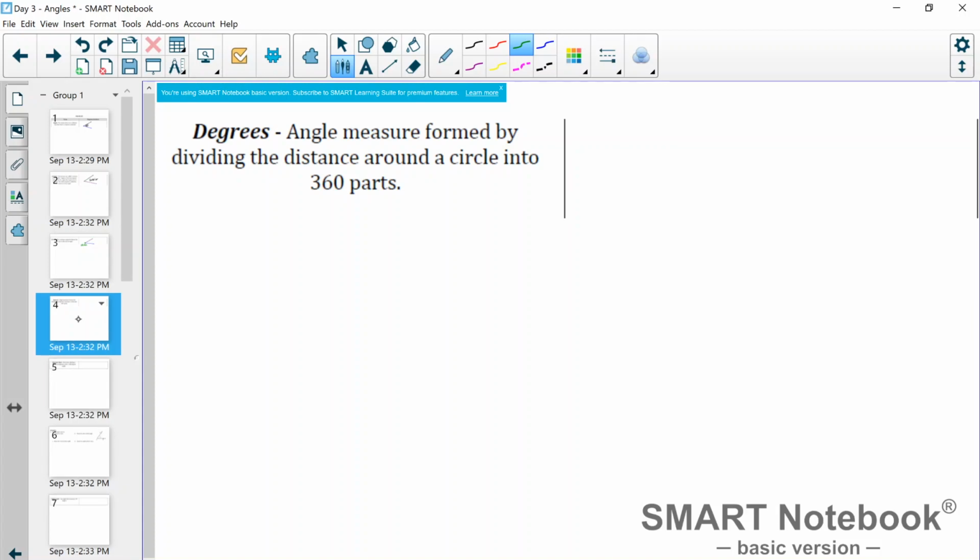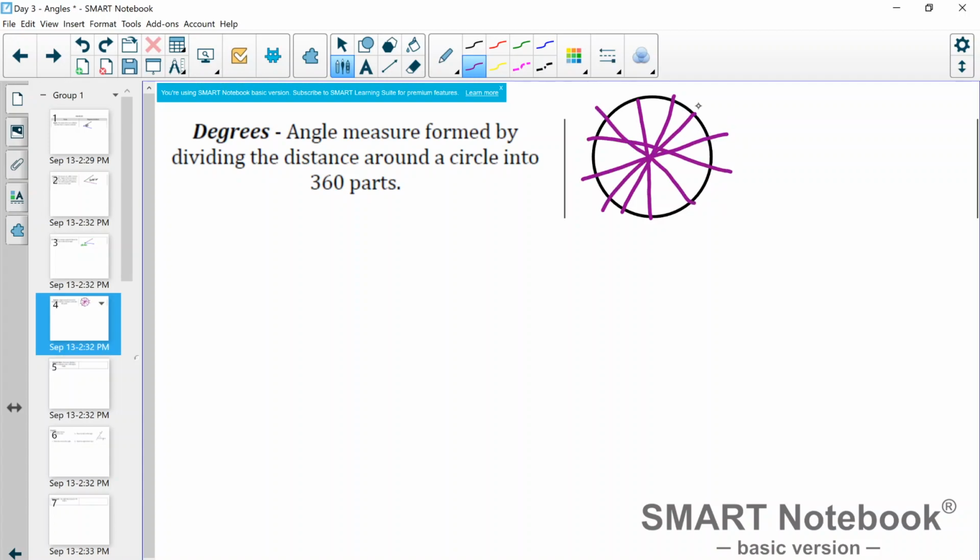Degrees, the angle measure formed by dividing the distance around a circle into 360 parts. So what that means is if I were to take a circle and divide it up, I could technically break this up into 360 parts, each of these being worth 1 degree. So an angle is going to be comprised of many degrees, part of a circle.